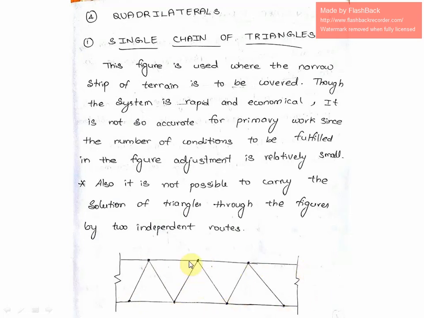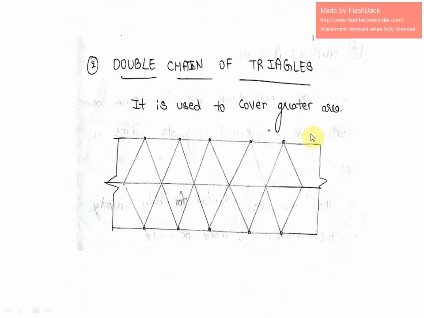So what is a single chain of triangles? This will be used where a narrow strip of terrain is to be covered, and this is an economical and rapid method, but not accurate for primary work. So that is about single chain of triangles. Next is double chain of triangles. This is also the same as single chain, but here a larger area can be covered. This is used to cover a greater area. You can see here the area is divided into two parts, one part here and one part here, and this is the chain. This is the double chain. So here you can go for two independent routes.